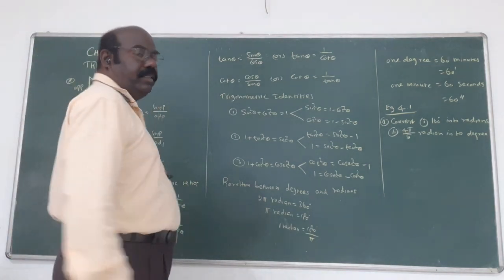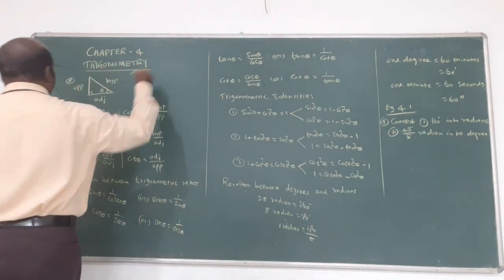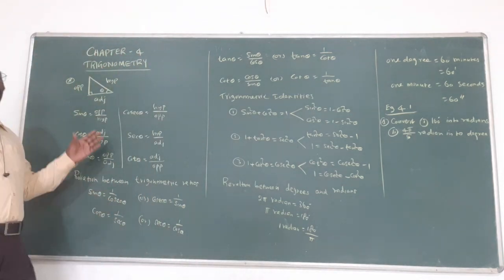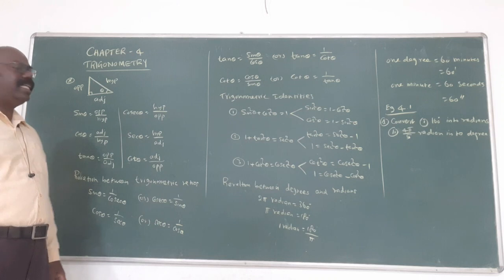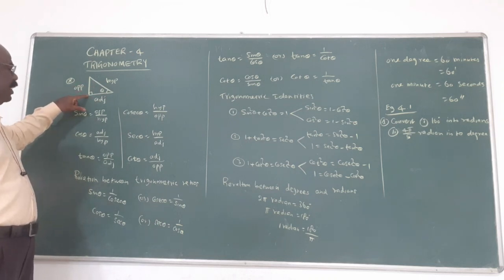Now listen here. Chapter number 4, Trigonometry. This is our fundamental idea. In a right angle triangle, this is 90.